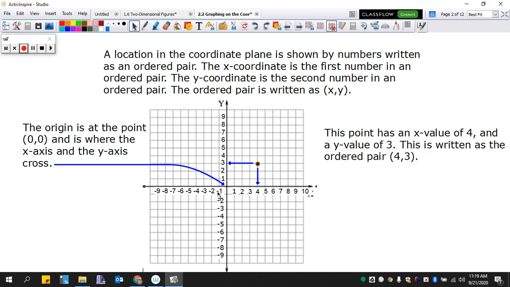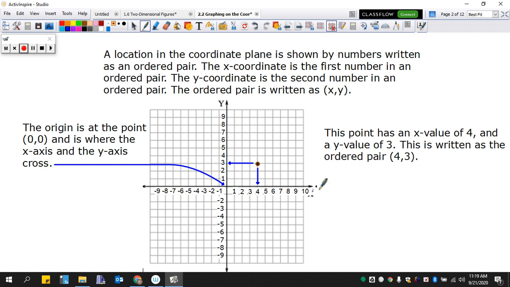Now I had said that they cross at a right angle. So that's right here, and that's what we call the origin. The origin is where the two number lines cross, or where the two axes cross, and that has an ordered pair of (0, 0). That's our starting point.